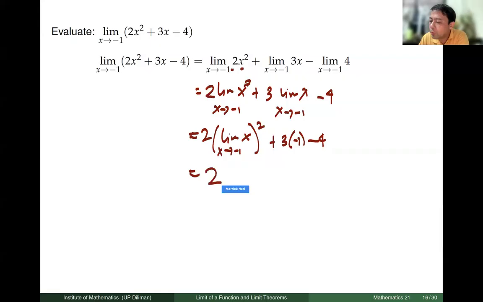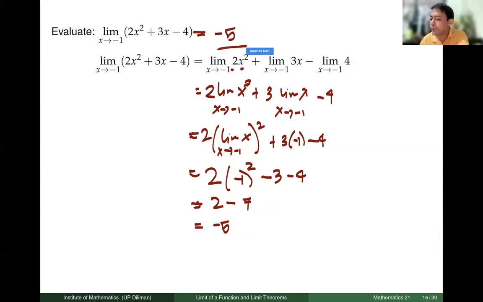So this is 2 times, now this is negative 1, the limit of x as x approaches negative 1. This is minus 3 minus 4. So 2 times negative 1 is positive 1. So this is just 2 minus 7 equals negative 5. So the limit of this is negative 5. Okay. So let's see the solution.